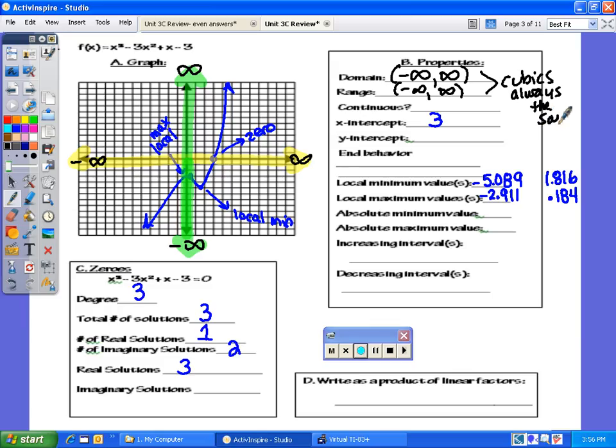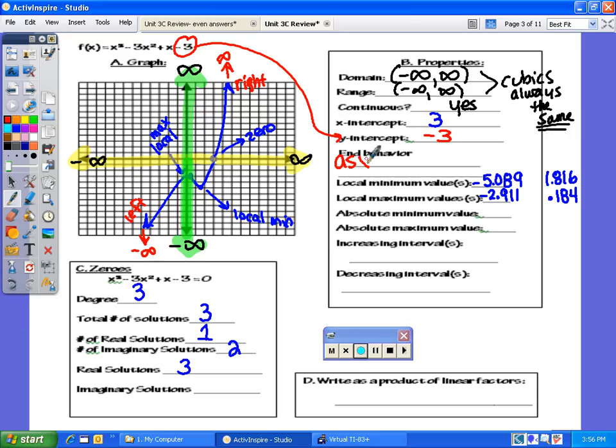Remember that. Alright, it is continuous. The y-intercept is going to be this answer. It's always the last number. The end behavior are your arrows. The arrow on the left-hand side is going down to negative infinity. The arrow on the right-hand side is going up to infinity. So that's my end behavior. That's what happens on the end.